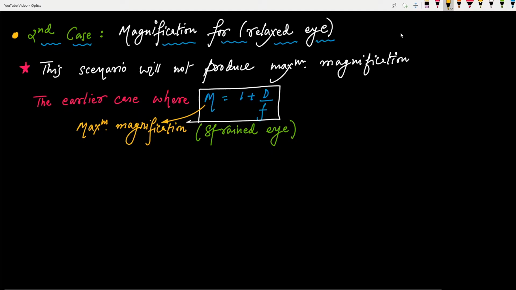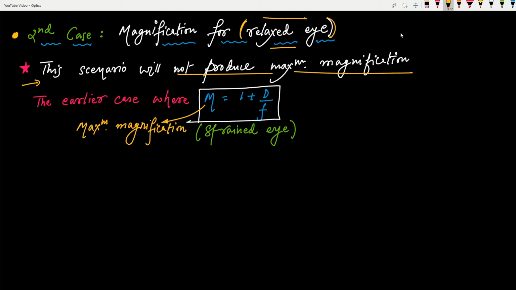Now let's look into the second case, that is magnification for relaxed eye. Now I'll explain what is magnification for relaxed eye, so don't worry. First of all, understand that this scenario will not produce maximum magnification. In order to produce maximum magnification, we need to use the earlier case, that is, we need to put the image at a distance of distinct vision, and we got the magnification m to be 1 plus d by f. That will produce maximum magnification.